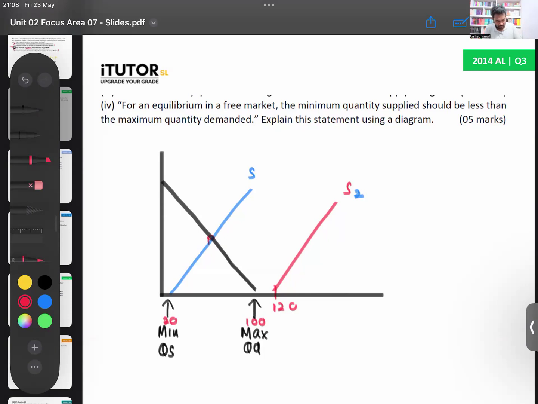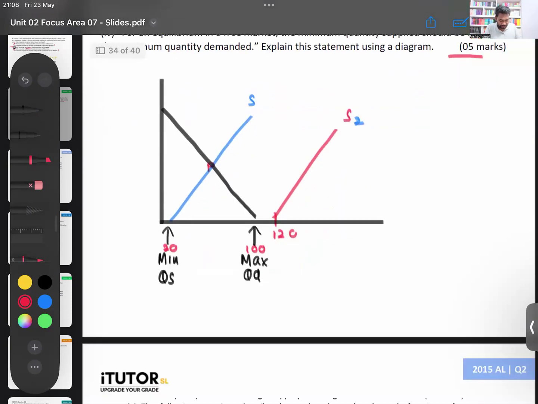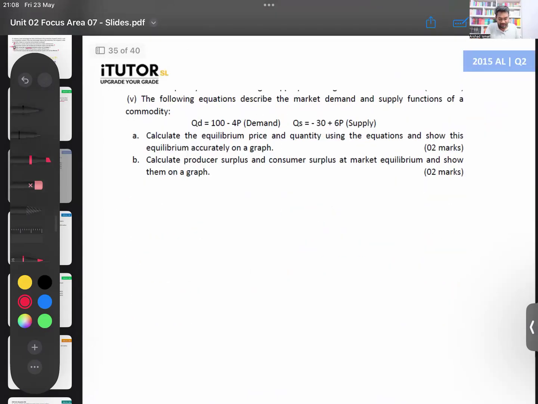Now, going to the next one. 2015 A-levels question number 2, they've given a demand and supply equation. They ask you to calculate equilibrium price and quantity and show this on a graph. So here, you'll have to draw it on a graph paper. You'll have to take a proper scale. Now, can you all calculate the equilibrium price and quantity for me? Now, that part I don't have to do. Can you all do that for me?